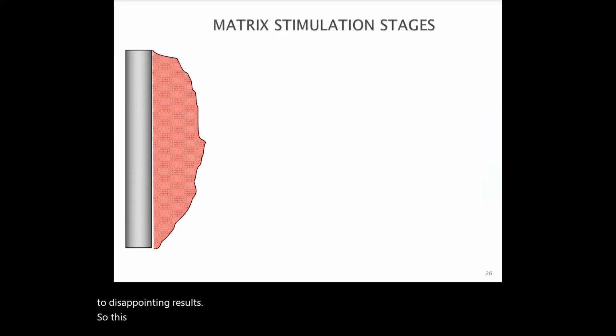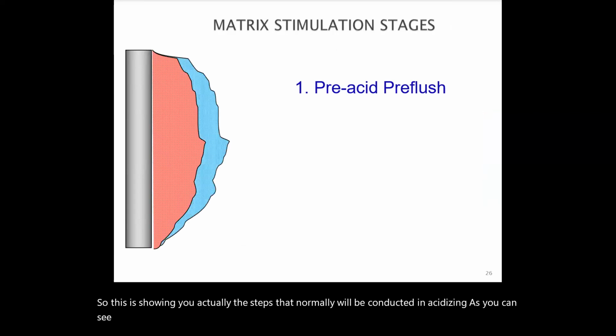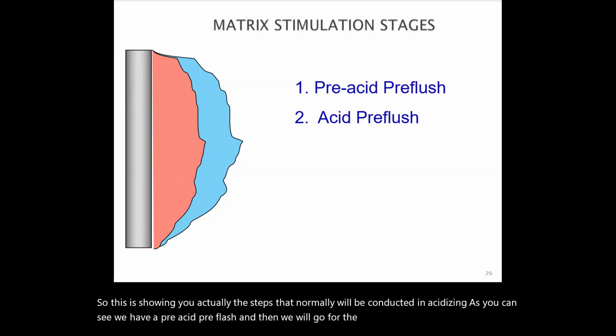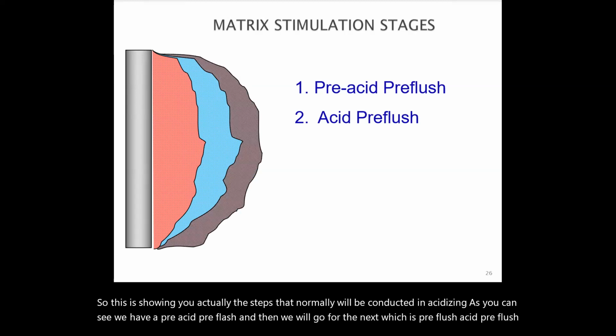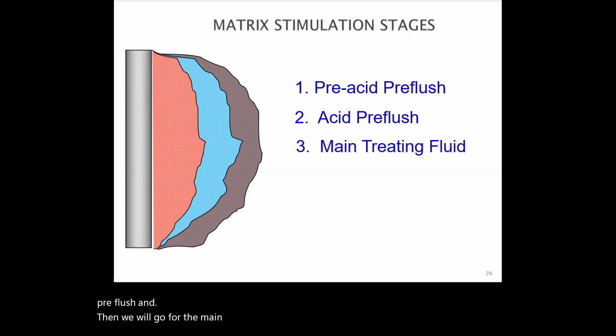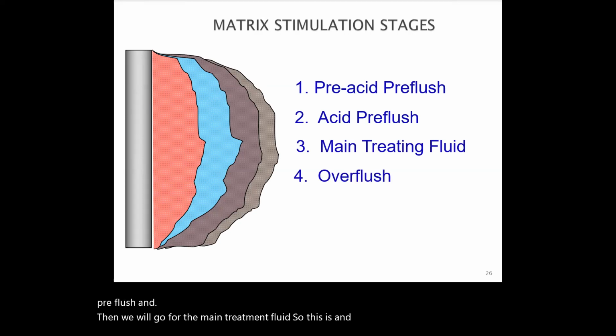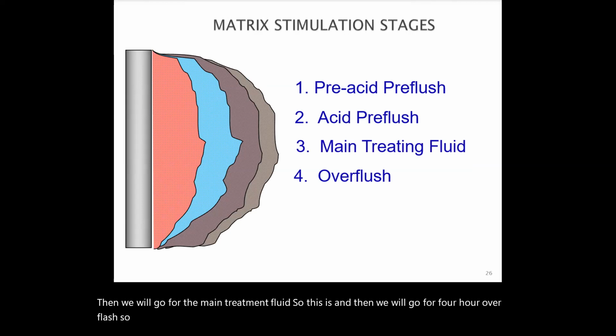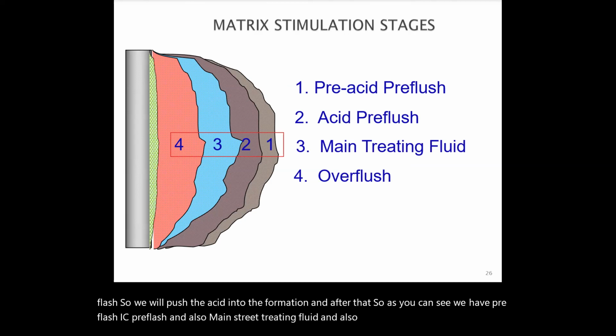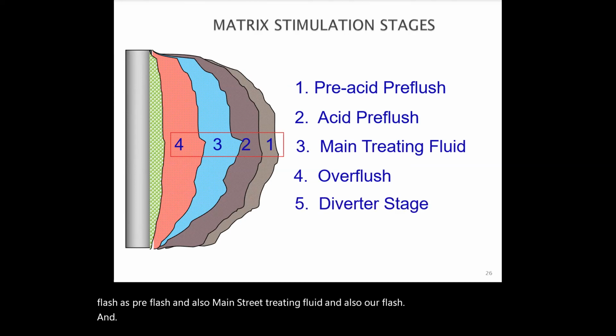So this is showing you the steps that normally will be conducted in acidizing. As you can see, we have a pre-flush, then the acid pre-flush, and then we will go for the main treatment fluid. And then we will go for our overflush, so we will push the acid into the formation. Finally, we have the diverter stage, and all these steps can be repeated again if we are going to do stimulation in a thick reservoir.